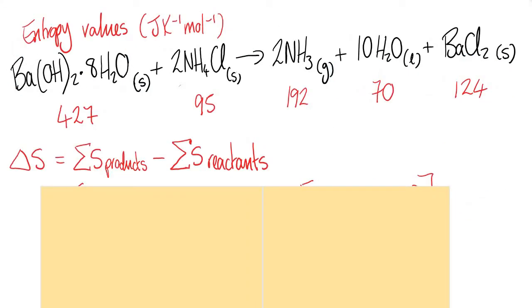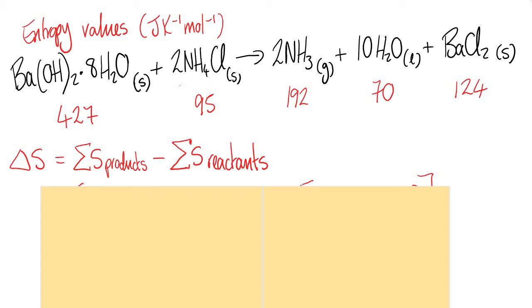Even without the entropy values for this reaction, we can predict that entropy will be increasing because we have 3 moles of solid on the reactant side, and we've got 13 moles of products. And 2 moles are gas and 10 moles are liquid. So the system is becoming more disordered. We have gaseous molecules being formed and liquid molecules being formed from solid. So we know that entropy is going to be increasing.